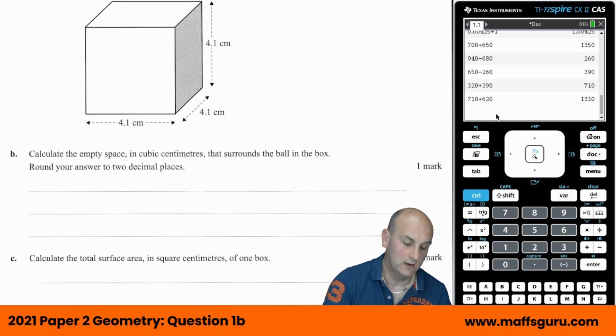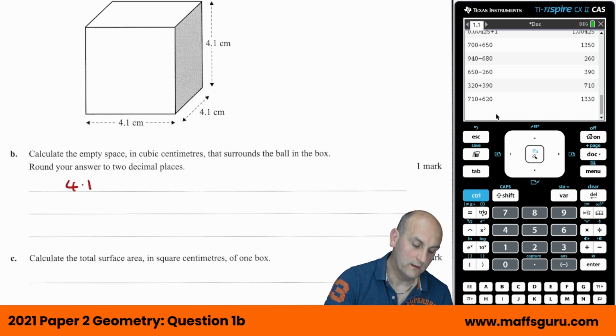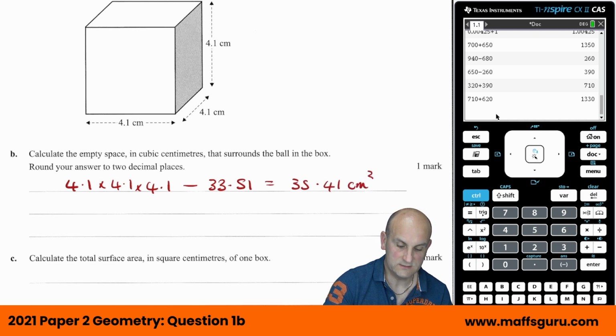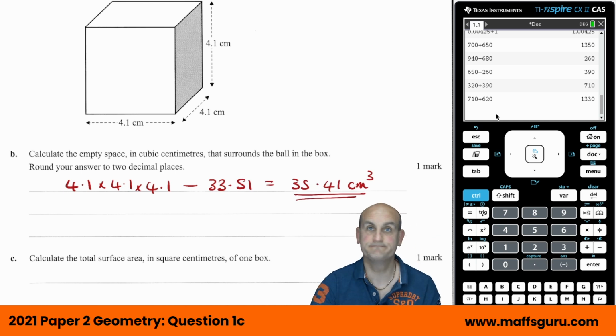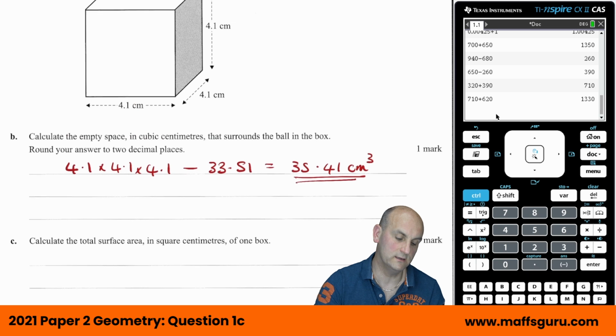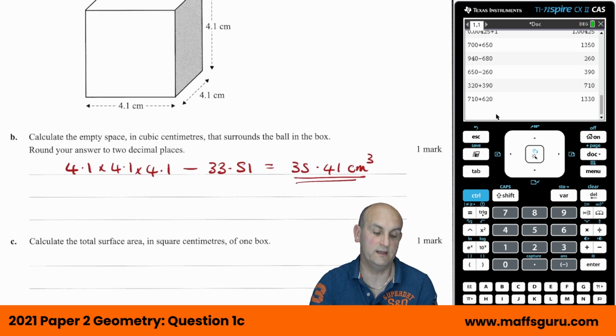Well, the empty space, what I did was 4.1 times 4.1 times 4.1, which is the volume, and take away the volume of my sphere, which they gave me, which we'd already worked out as 33.51, which worked out to be 35.41 centimeters cubed. Calculate the total surface area in square centimeters of one box.